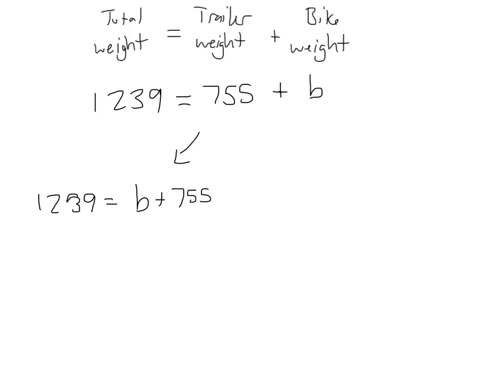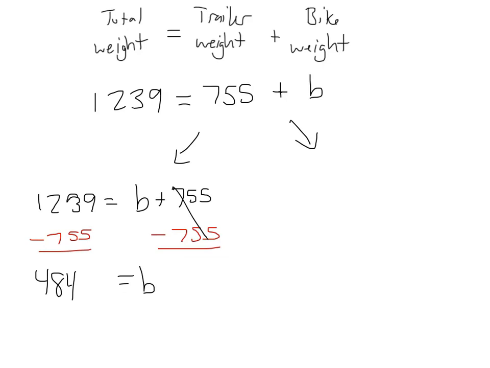And now I can use the inverse operation of addition, which is subtraction, to subtract 755. But if I do that from that side, I have to subtract 755 from this side also. And when you do that, you get B, because those cancel, B equals 484 pounds.